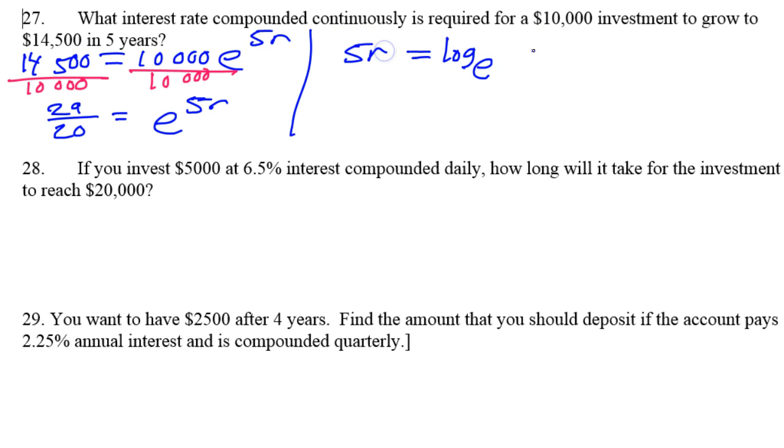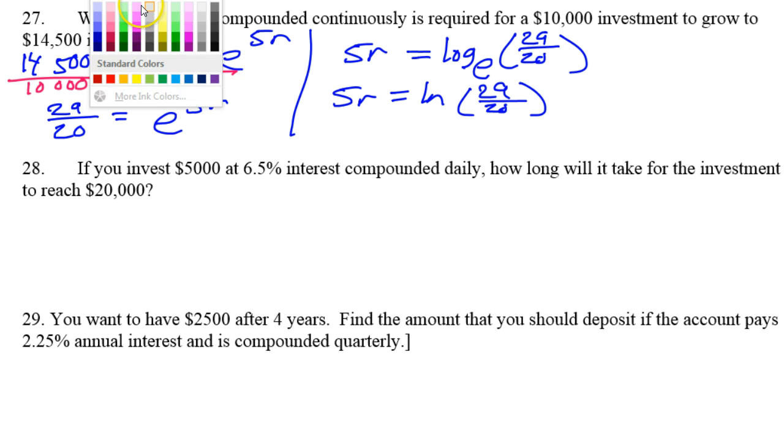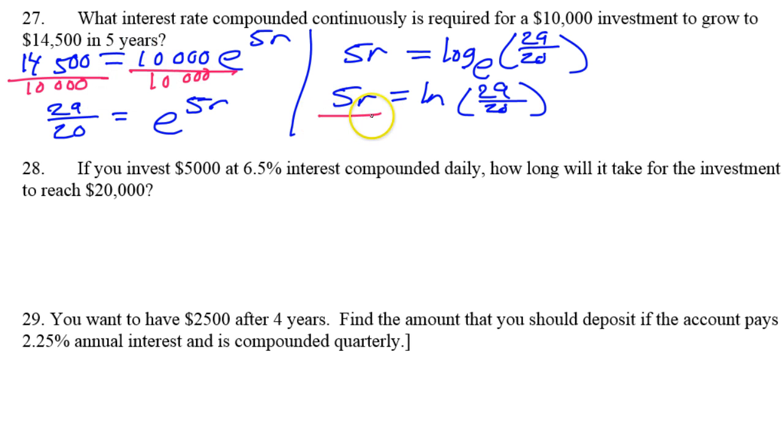Over here I'll have 5r, and over here I'll have that 29 over 20. You get the same answer if you put the fraction as a decimal. Are you rounding? No, it'd be 1.45. Yeah, then that's totally fine. 29 over 20. And then I'm going to divide both sides by 5, and that should be my answer.